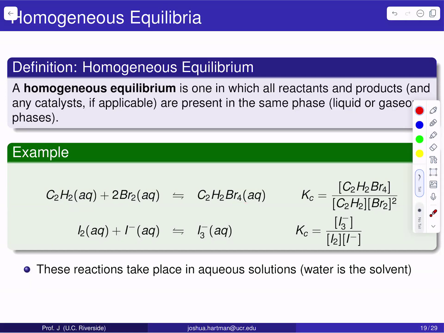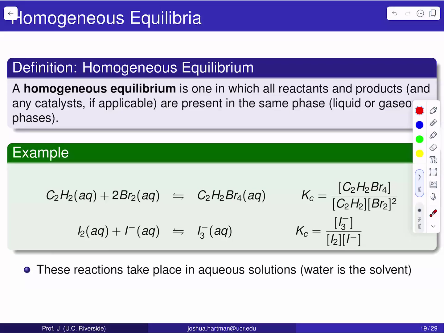So one example is the C2H2 reaction with Br2. Again, everything's happening in an aqueous solution. Another is I2 molecules with iodide forming I3 minus. Again, everything's in the same phase. And remember, if we have aq there, then we're talking about aqueous solutions, with water being the solvent. So everything's just happening in water.